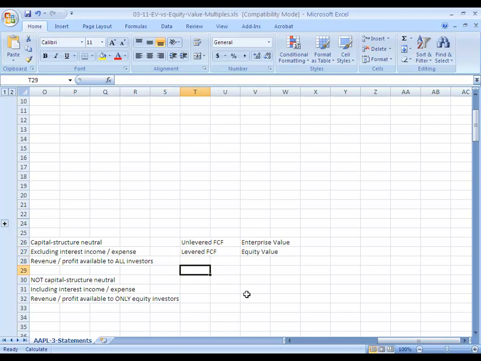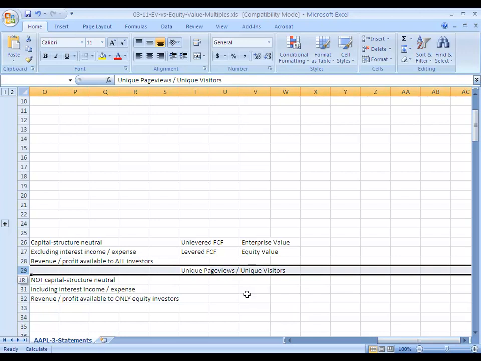Now, sometimes you get to more exotic multiples. So, for example, for internet companies, sometimes you look at metrics like unique page views or unique visitors. But if you think about whether we should use enterprise value or equity value here, just think through this for a minute. For an internet company, their revenue is going to derive directly from page views and unique visitors. Revenue will then lead to operating income and then ultimately net income at the bottom of the income statement.